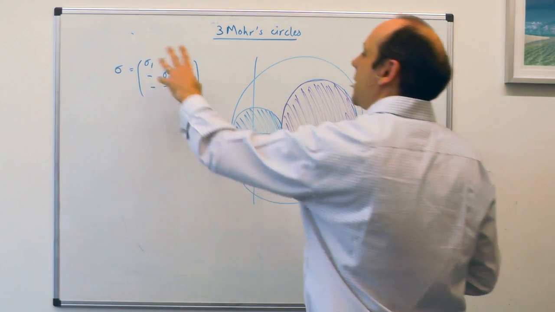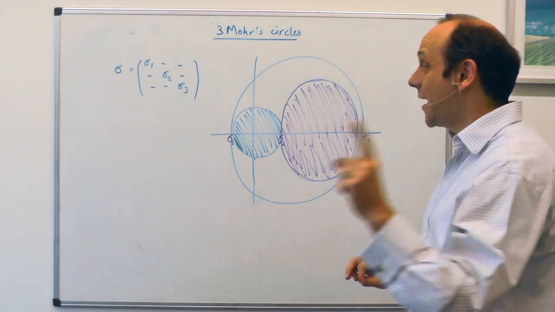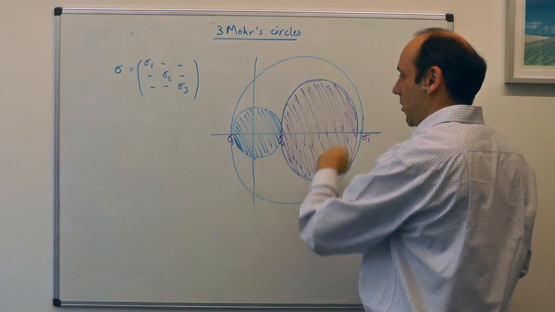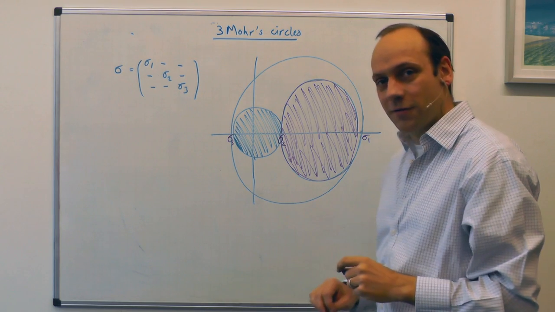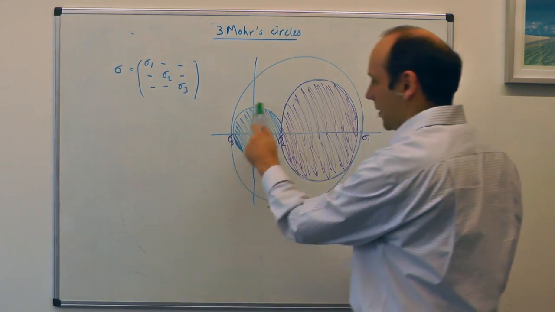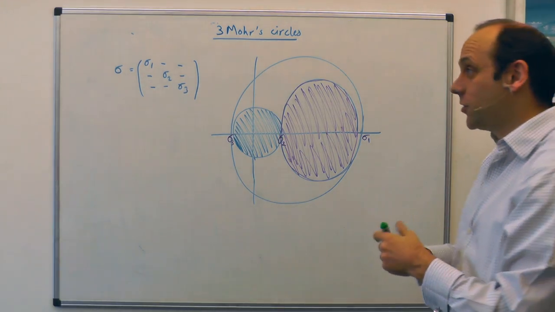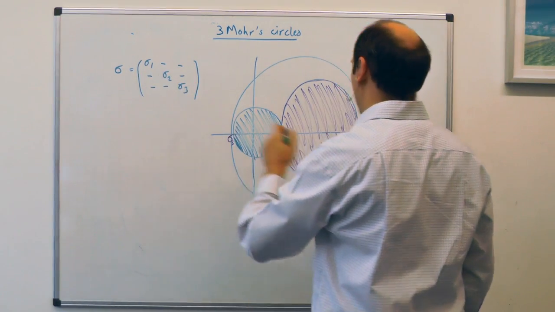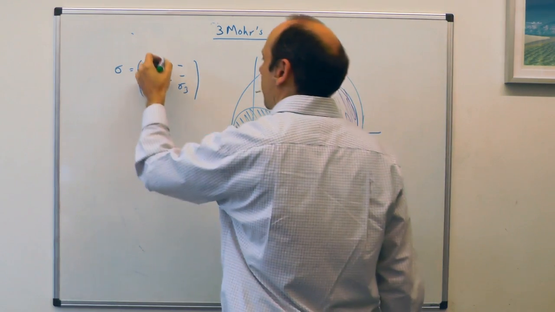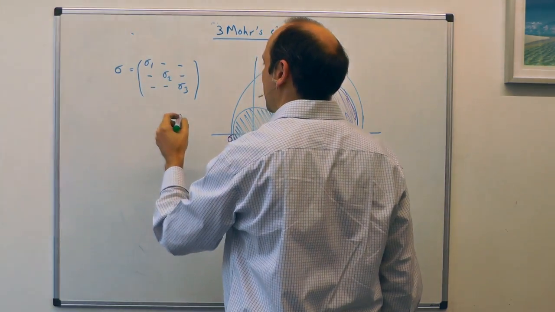But anyway, say you have found your principal axes. Now, you can do a Mohr circle between sigma 1 and sigma 2. That's the purple one. You can also do a Mohr circle between sigma 2 and sigma 3. That's the blue one. Or you could do a Mohr circle around sigma 1 and sigma 3. That's the outer one. So the outer one is doing a rotation about the second axis.